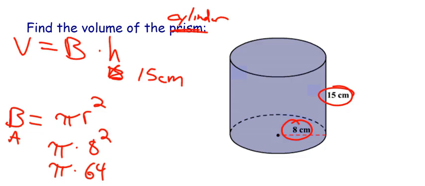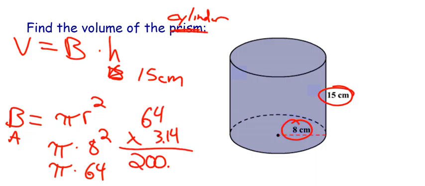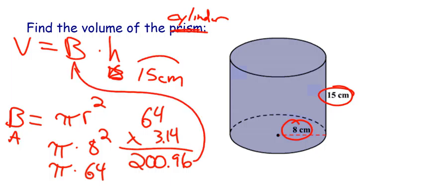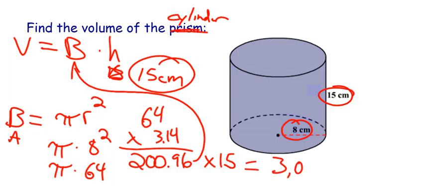So the area of the circle, of course, is going to be 64 times 3.14, which gives us the fast answer, 200.96. So now we're going to take this, because that's our area. That stands for our B. So then we have to multiply by the height of our cylinder, which is going to be 15. So then we multiply by 15, and we get an answer of 3,114.4 centimeters cubed.